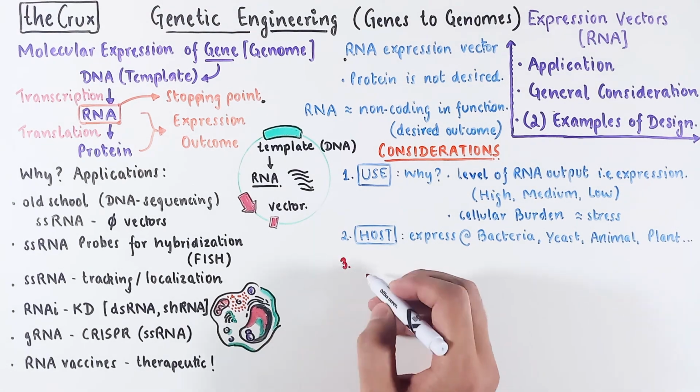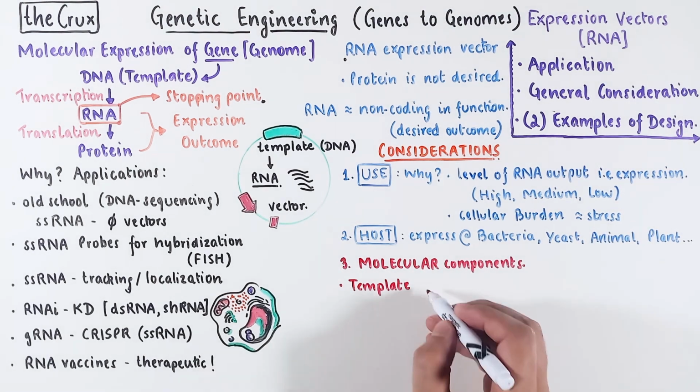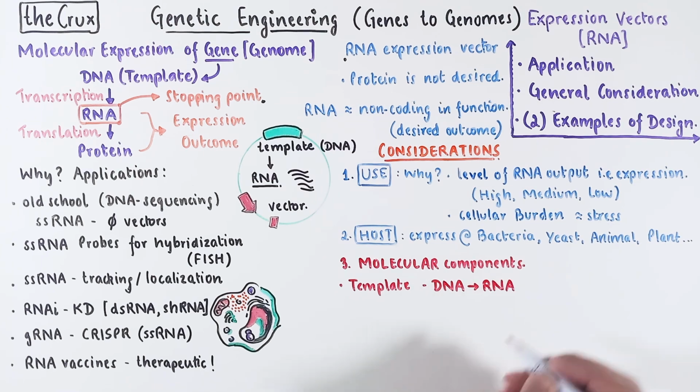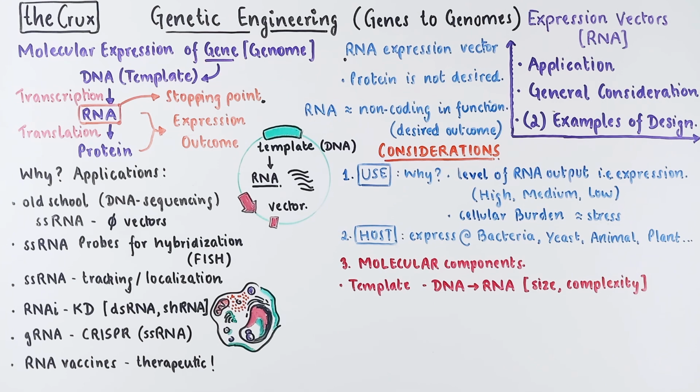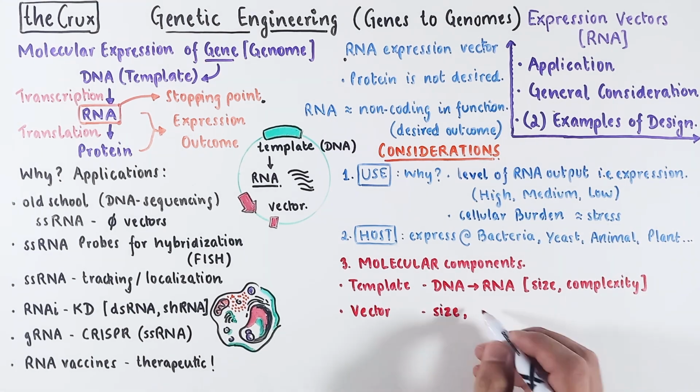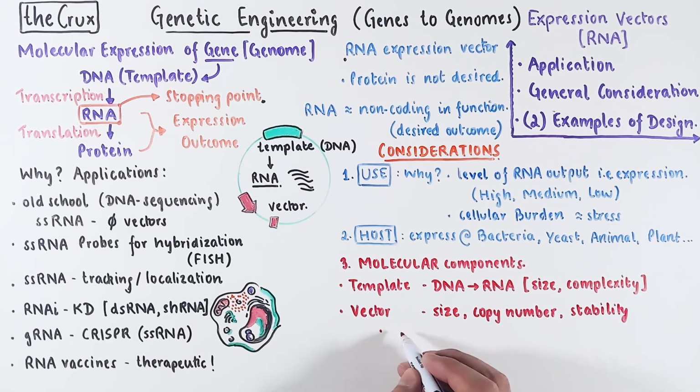The third consideration is around design and the choice of molecular components. Of course, first you need to know the template DNA which you desire to get the RNA from. This template will inform you about the size and complexity of both the DNA and the expected RNA. Then you have to think about the vector. What is its size, its copy number, its stability? Typically, an expression vector has all the features of a normal plasmid, but in addition, it'll contain promoter and terminator elements to cause transcription. Sometimes, you may have control elements in an expression vector as well.